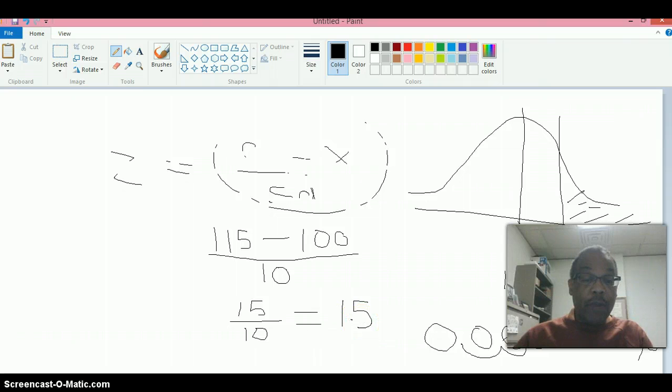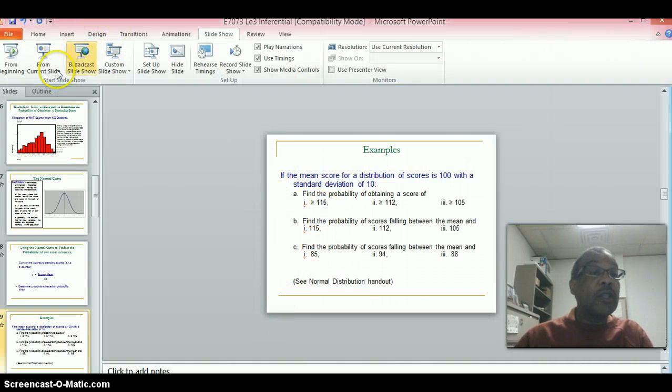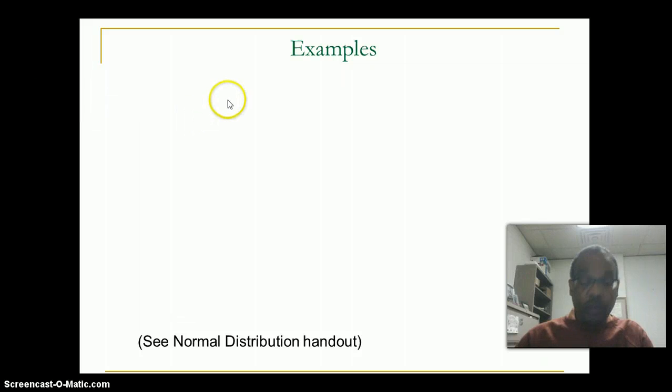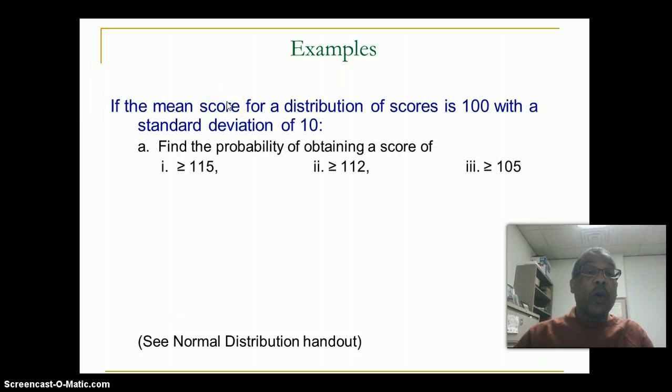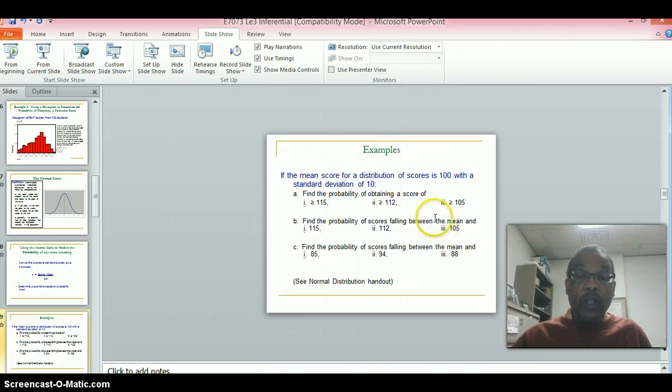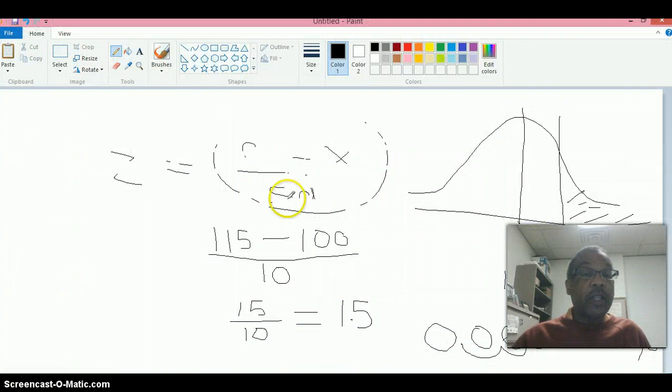Okay, so let's go back to our question, which is: if the mean score for a distribution of scores is 100 with a standard deviation of 10, find the probability of obtaining a score of greater than 115. And we just demonstrated that the answer to that is 6.67%. Well, let's just quickly do the second one, and you will see how we could do that here.